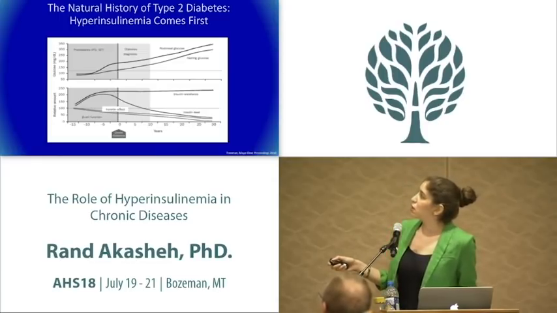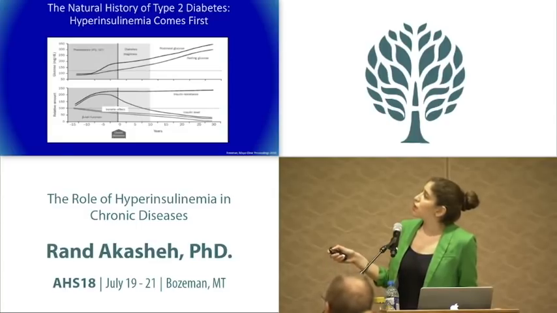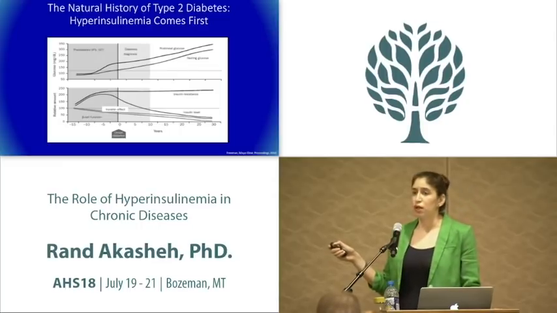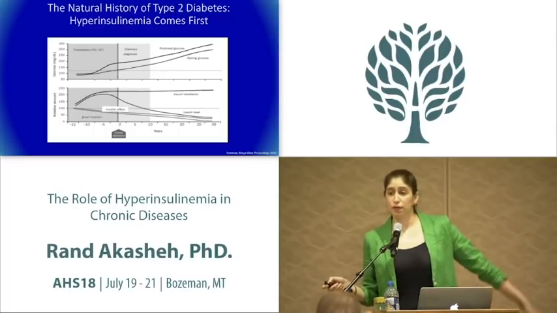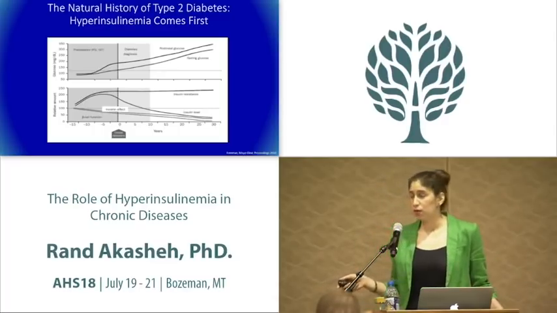As we can see here, insulin level would rise, correlates with insulin resistance, and at the peak, this is when we start seeing impaired fasting glucose, and then at the exact diagnosis of diabetes, when beta cell failure occurs, this is when hyperglycemia occurs. So in diabetes and insulin resistance, the first event is hyperinsulinemia.